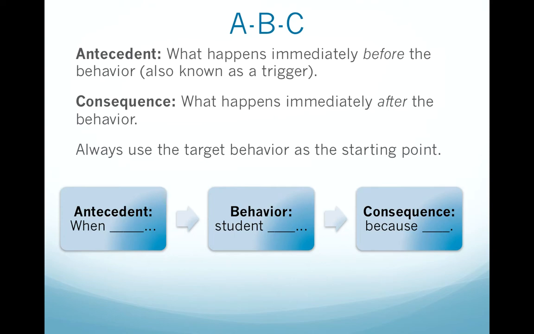So we've got this model that we call the ABC model. A standing for antecedent, what happens immediately before the behavior, also known as a trigger. And we also have consequence, what happens immediately after the behavior. Always use the target behavior as the starting point.